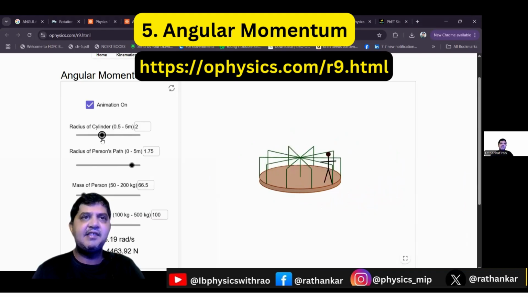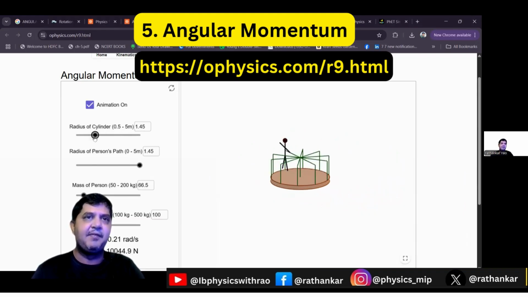Now let us ask the question, what happens if it goes less than 1.75? Is it possible, first of all? Now I went to 1.45. Okay. Now what's happening here? The person's path also changed automatically.